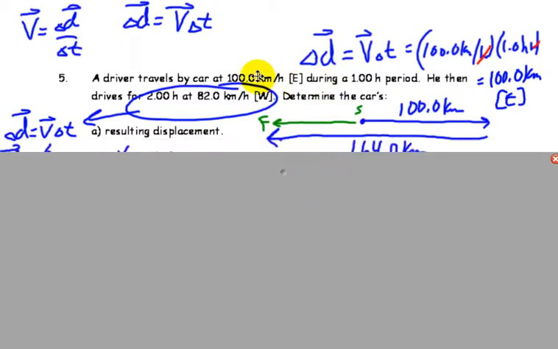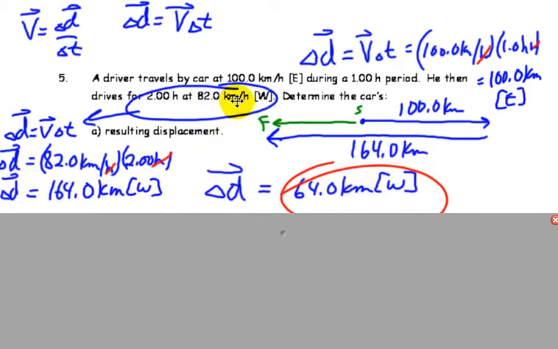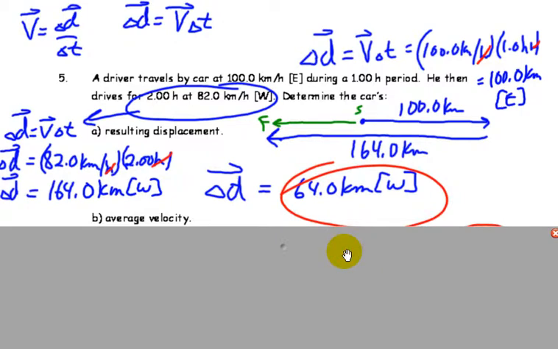This is a little more tricky because we're not given displacements, we're given velocities. So what we have to do first: v equals d over t, multiply each side by t, and we get that. We need to find out how far this person went during these time periods. Here it's quite easy. It's 1 hour going 100 kilometers per hour, so you must have gone 100 kilometers east. Then turning around, for 2 hours going at 82 kilometers per hour west, that turns out to be 164 kilometers. So it's tricky. You have to find out the displacements first. So started here, went 100 kilometers, turned around, went 164 kilometers. From start to finish, the person actually went 64 kilometers west.